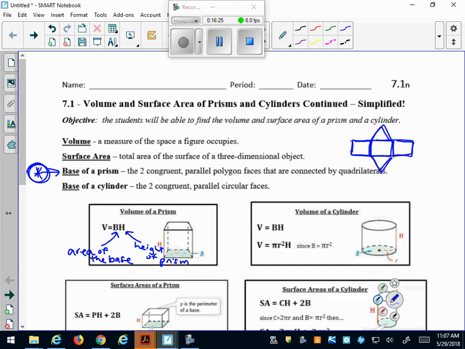The base of a prism, just like we defined with prism, right? There's two congruent parallel bases. Those are the only two things that you could call the base. Right? And identifying that base is going to be so key to everything we do today. All right, in the base of a cylinder, same thing, they just happen to be circles.